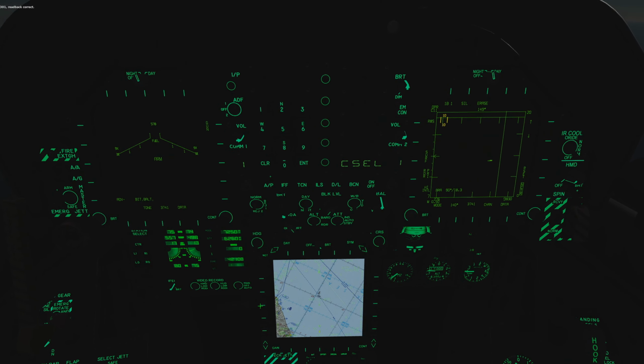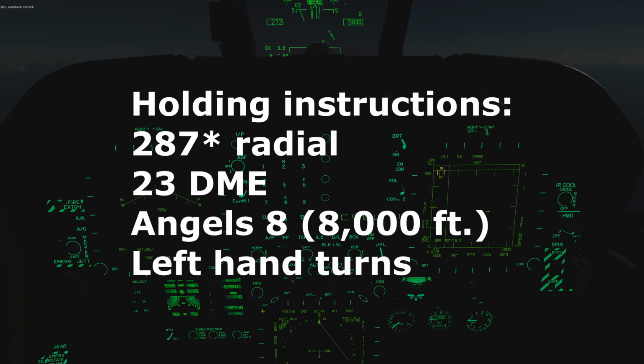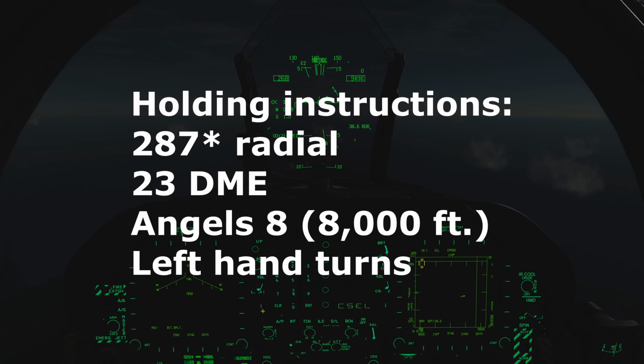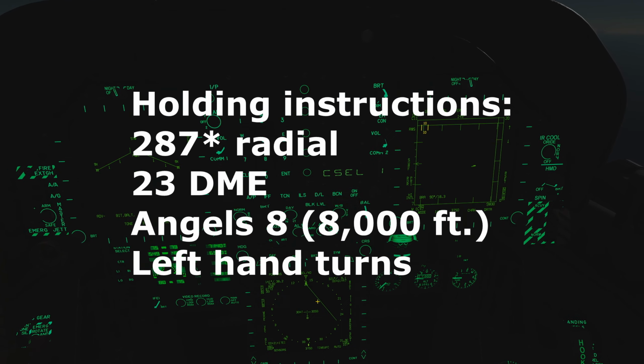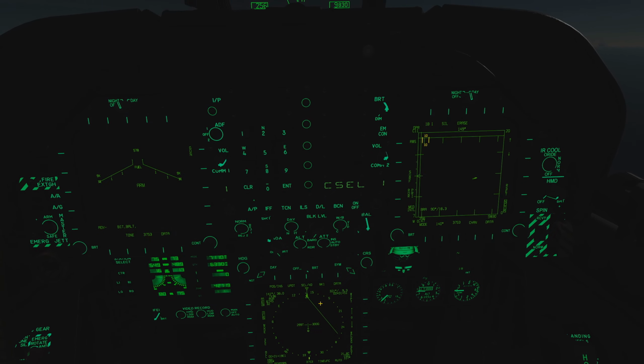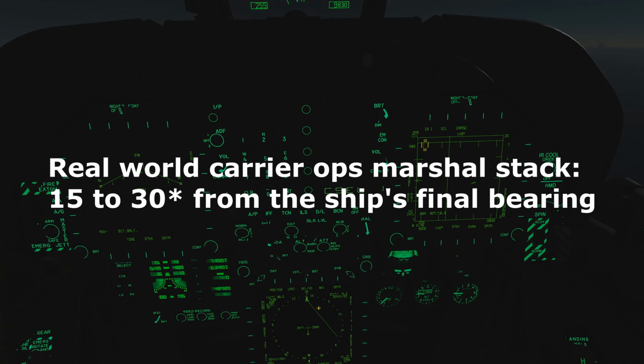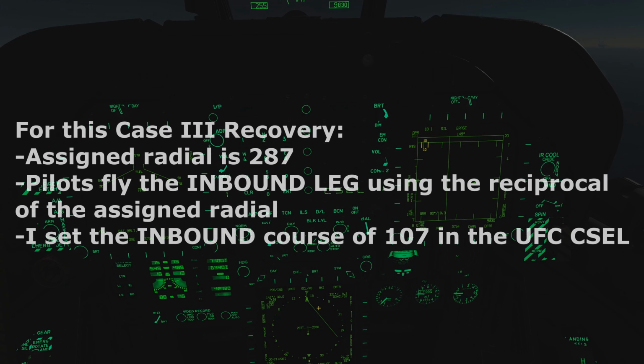301, read back correct. ATC called for a Marshal stack on the 287 degree radial, 23 DME at Angels 8. This just happens to be on the final bearing to the carrier. Typical real-world operations have Marshal stacks held 15 to 30 degrees from the final bearing. The course select on the UFC CSCL is set to 107, reciprocal of 287. 107 is the inbound course for the stack, and coincidentally the final bearing of the carrier.